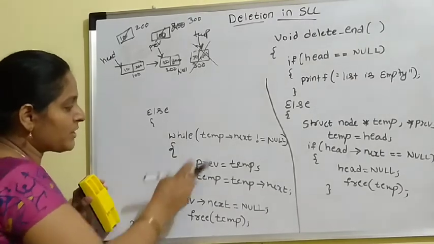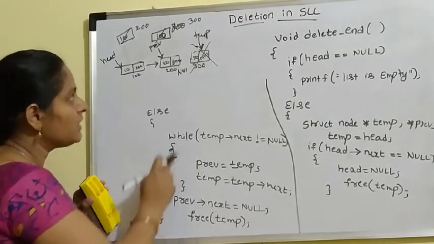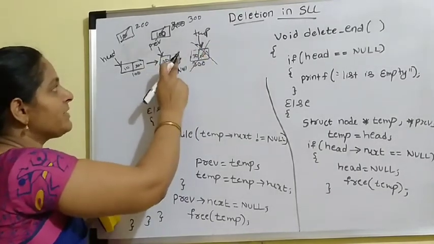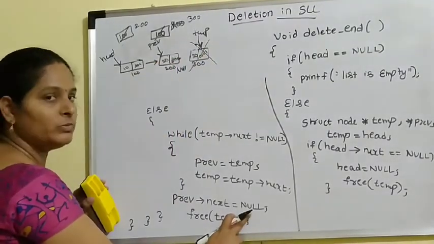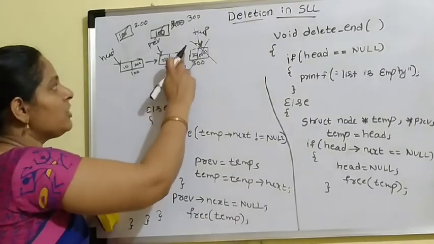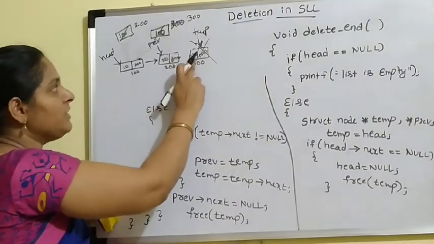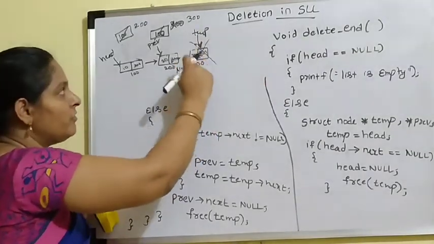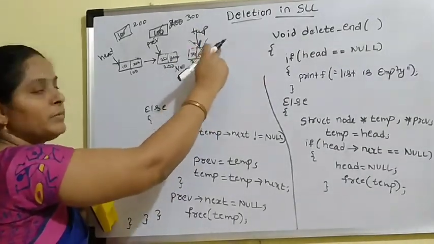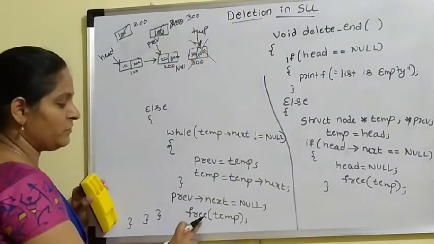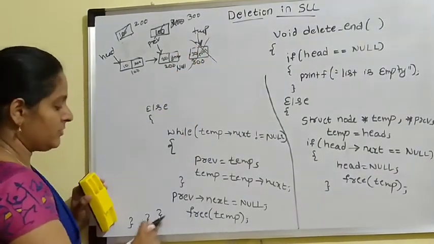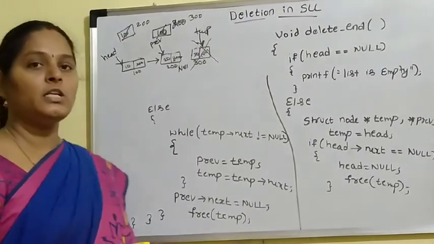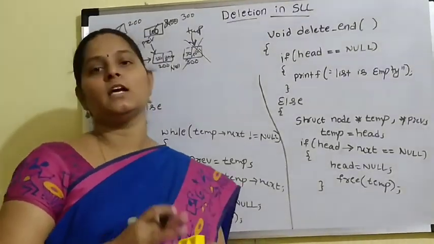After coming out of that while loop, that indicates that we found the last node. So in the previous node's next field, we need to place the null value. If you place the null value, automatically the link will be disconnected between these two nodes. Now this node is separated from the list. Now remove or deallocate the memory of that node by using the free function, free temp. Close the function. So this is about deletion at end in the single linked list.